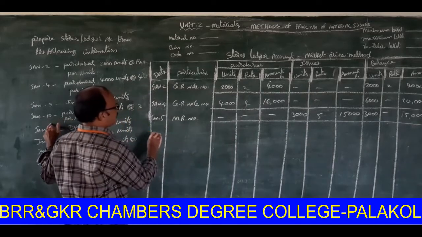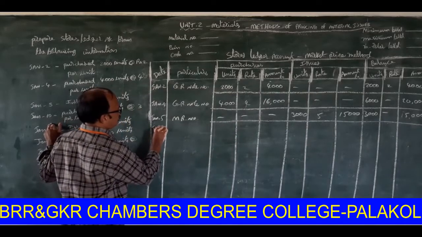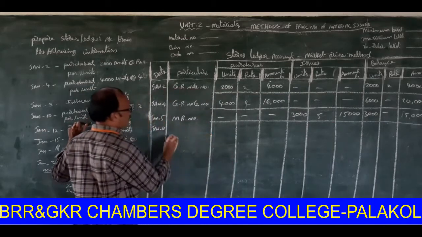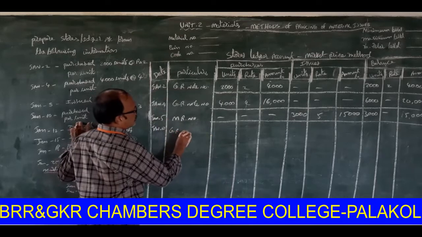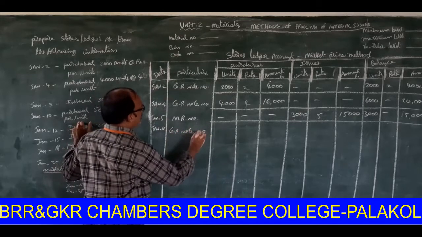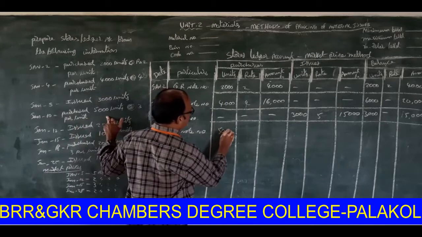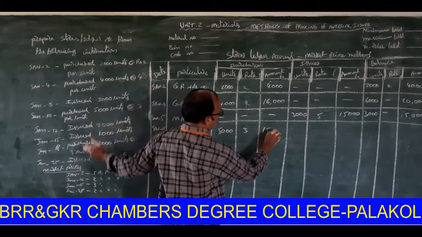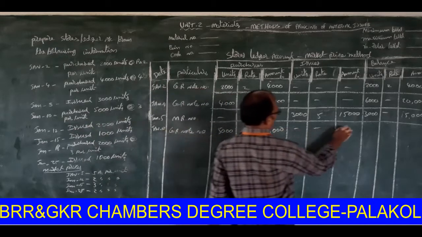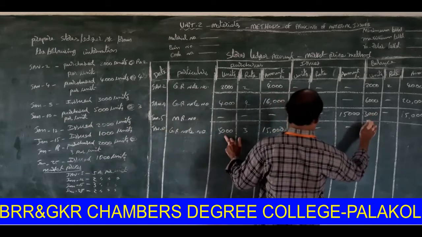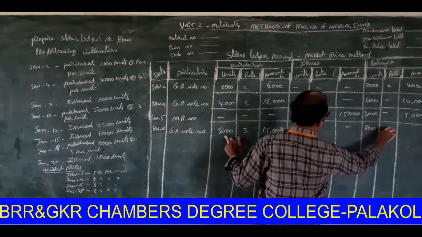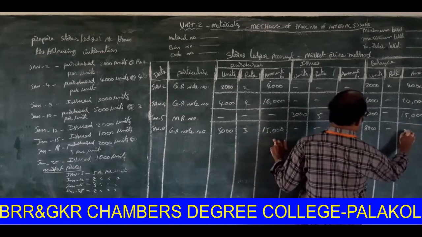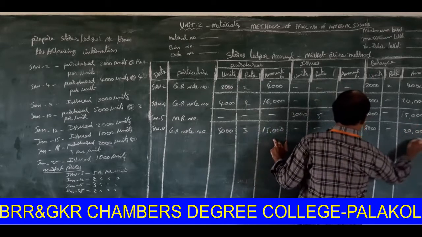Right. Next, January 10th. Purchase 5,000 units at the rate of 3 per unit. So, goods receipt note, number of units purchased 5,000 units, 3 rupees per unit. So, 15,000. Right, 3,000 plus 5,000, 8,000. 5,000 plus 15,000, 20,000.